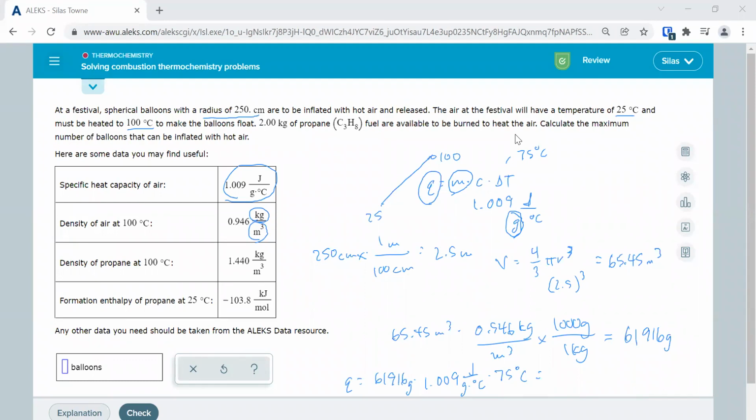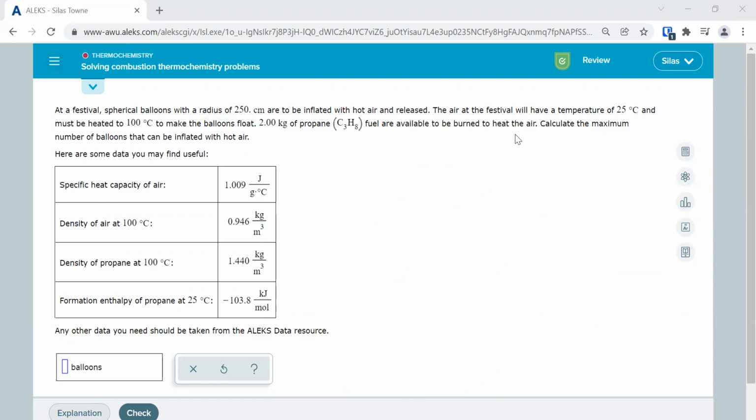And I get a huge number here, 4,685,068 joules, which I can simplify to kilojoules. I'm going to call it 4,685 kilojoules. Okay, I'm going to keep that. I'm going to clear this up. Keep that up here, 4,685 kilojoules per balloon. Okay, now that's not all, right?